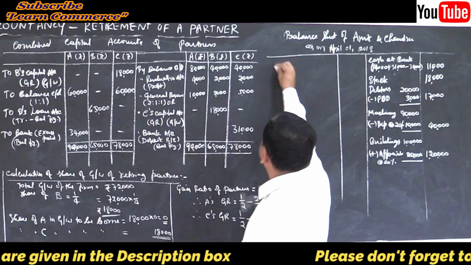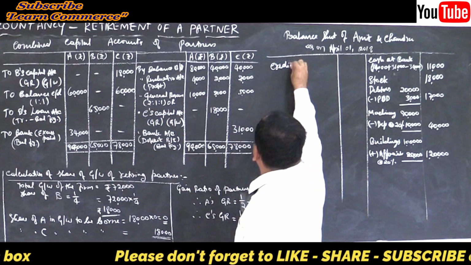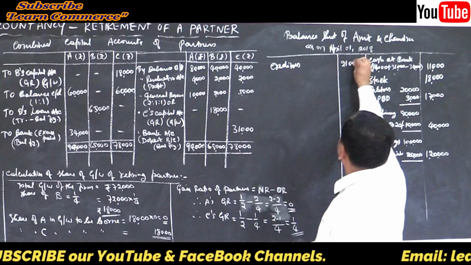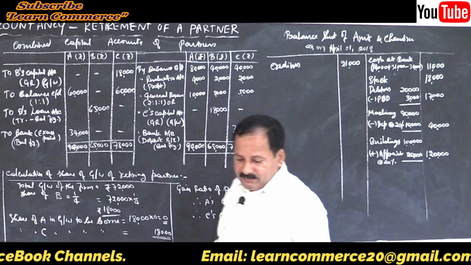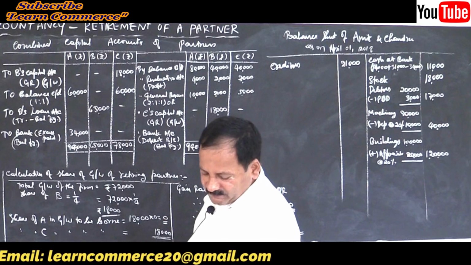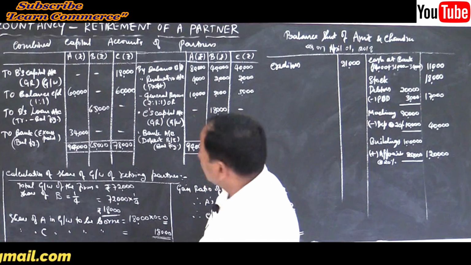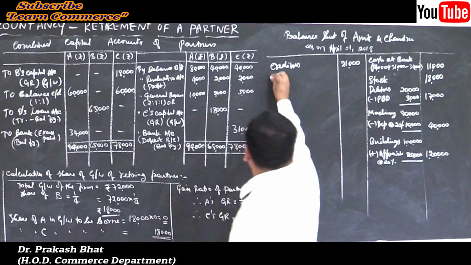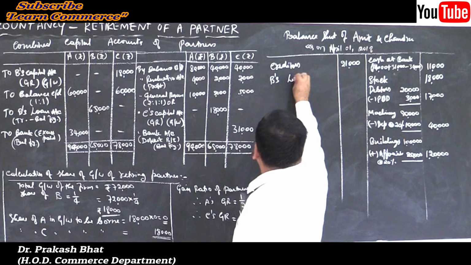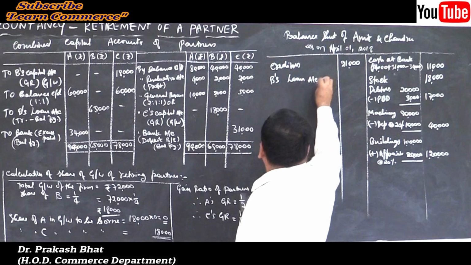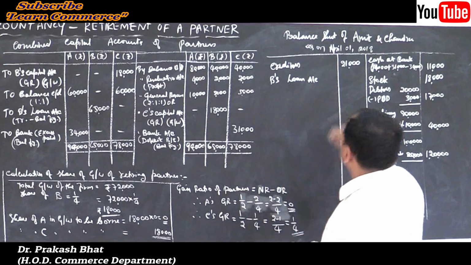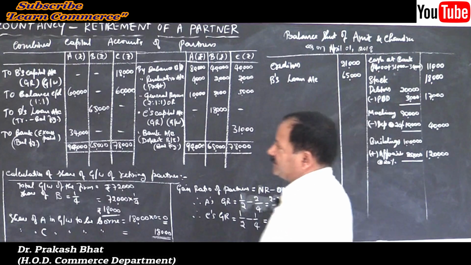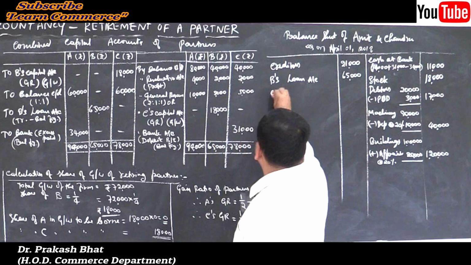Creditors, no change, it is 21,000. Then anything else? Reserve is transferred already. Just capital accounts, that's all. There is one more liability, loan account. B's loan account. How much? 65,000. Then capitals.